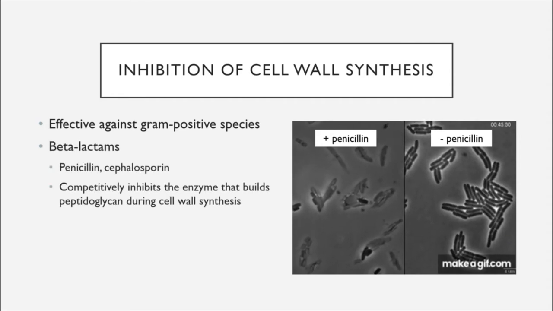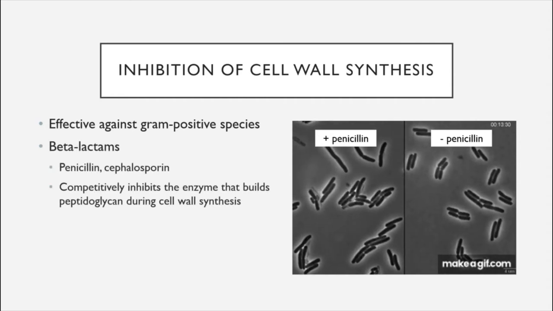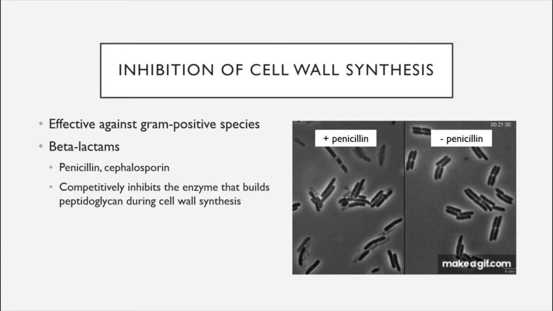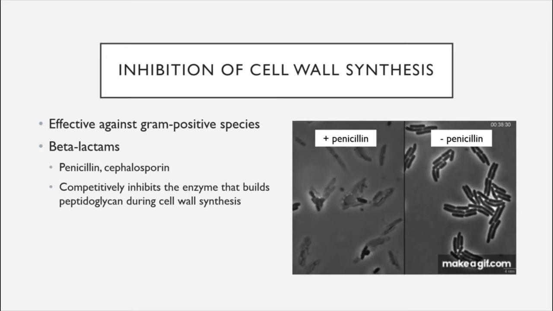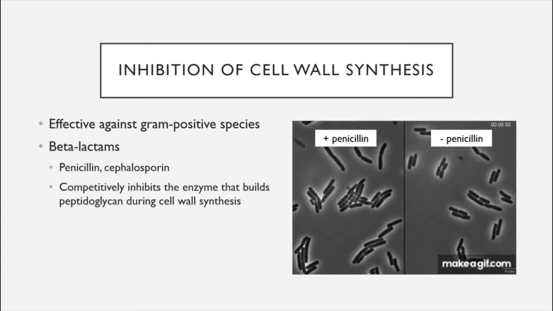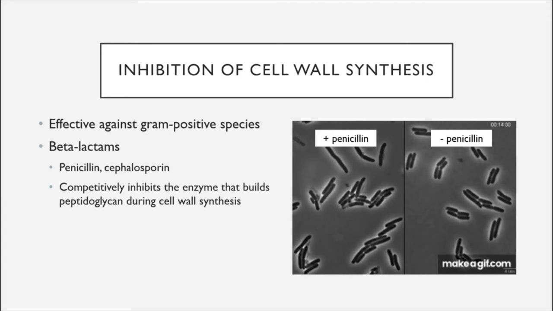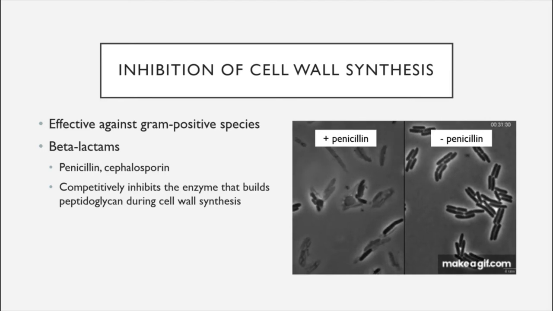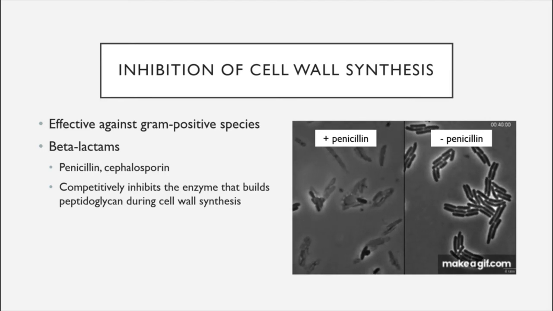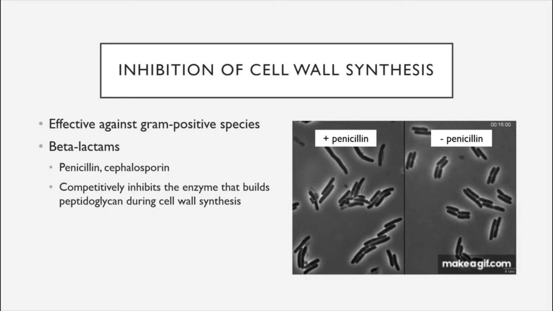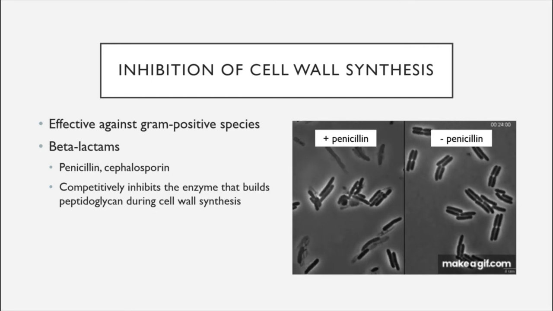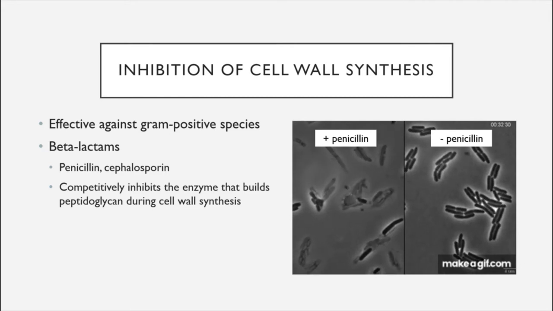So there are a few different classes of antibiotics that work this way. One is the group called the beta-lactams. The beta-lactams include penicillin, as well as penicillin derivatives such as methicillin and ampicillin, as well as cephalosporin. What these antibiotics do is they competitively inhibit, meaning they bind to the active site of the enzyme that builds peptidoglycan during the synthesis of the cell wall.